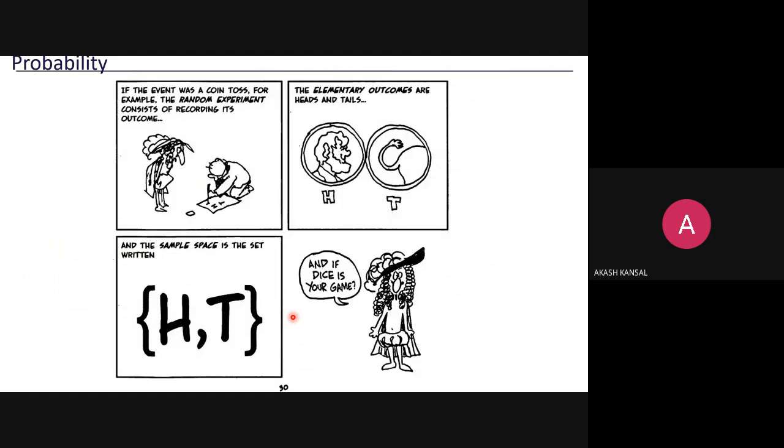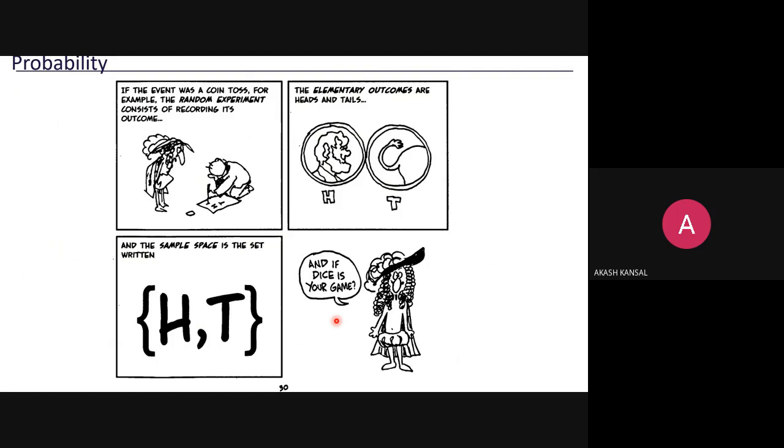So let's think of not rolling a die, but tossing a coin. The random experiment is recording the outcome. The elementary outcomes are heads and tails, and the sample space is basically a set having all the elementary outcomes, which is heads and tails. So this is how we represent the set.